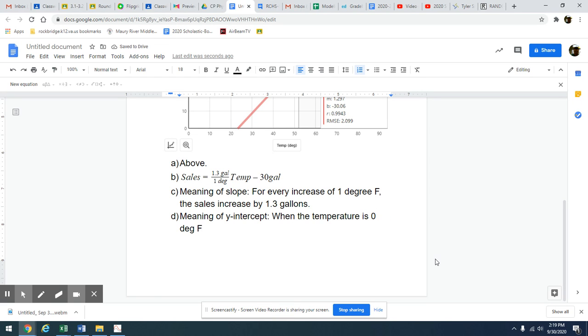Now, 0 degrees Fahrenheit, I think you probably know that it's pretty dang cold. It does not often get that cold here in Rockbridge County, Virginia. When the temperature is 0 degrees Fahrenheit, that's 32 below freezing. I'm going to say the equation predicts sales of negative 30 gallons. Well, that's stupid. I mean, that is what the Y-intercept means.